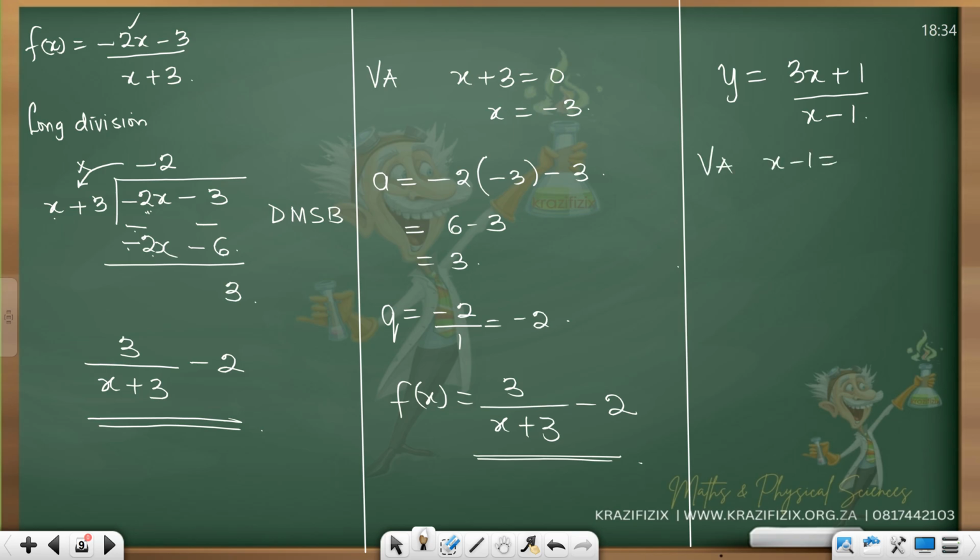Vertical asymptote. X minus 1 equals 0. X equals 1. What is A? Substitute that 1 in the numerator. What do you have? 4.